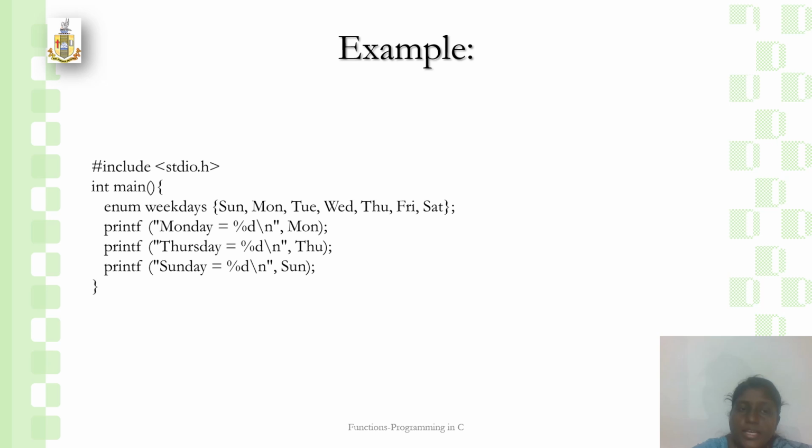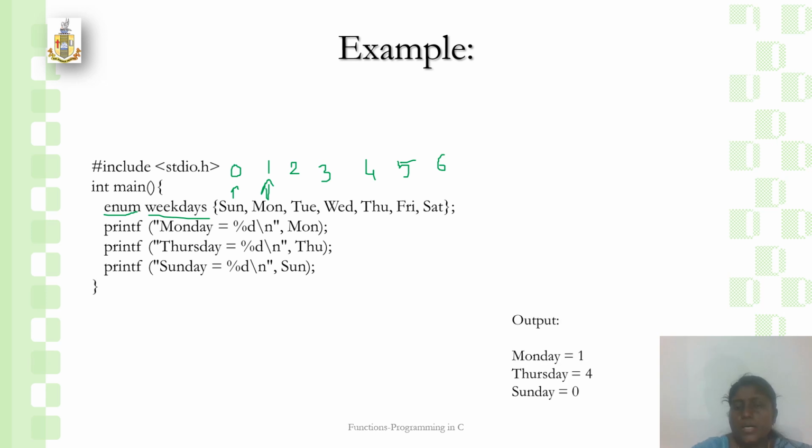So we are specifying weekdays. Weekday is the enum name, and enum is the data type. Inside the curly braces: Sunday, Monday, Tuesday, Wednesday, Thursday, Friday, and Saturday. So we are going to print the statement. Sunday will normally hold the value 0, Monday will hold 1, Tuesday 2, Wednesday 3, Thursday 4, Friday 5, and Saturday 6. Now with printf, the output would be Monday is equal to 1, Thursday will be 4, and Sunday will be 0.